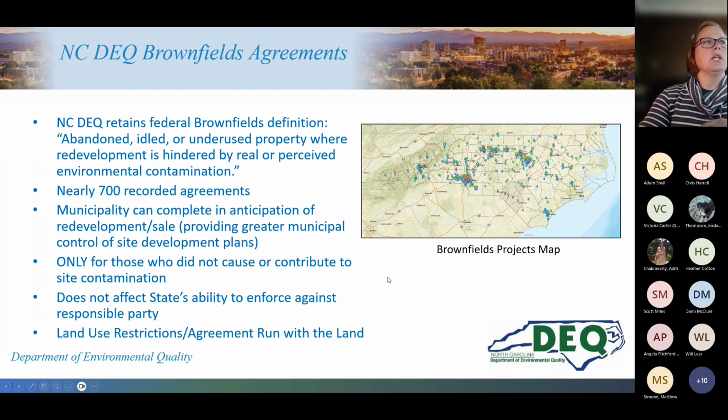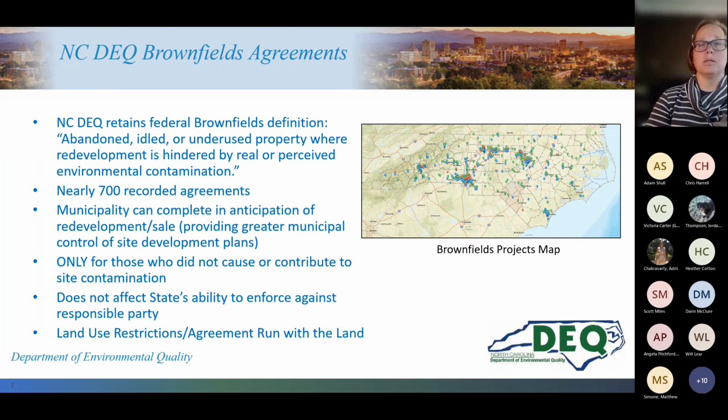So in DEQ, we do retain the federal brownfields definition, which we all know. That's one of the minimum requirements for coming into the program. The property's eligibility does have to meet this criteria. We have nearly 700 agreements across the state. And a prospective developer, which is the person who applies to the program, can be a private developer or it can be a municipality. And in our case, we have several that are municipalities.